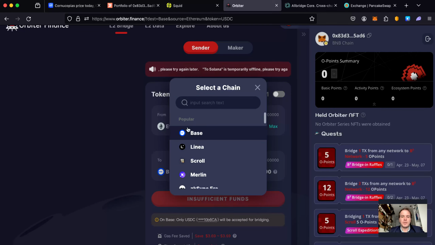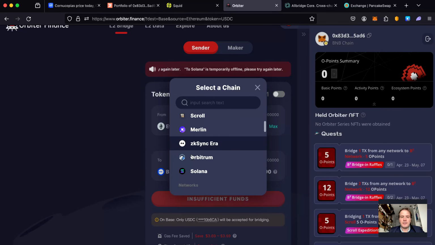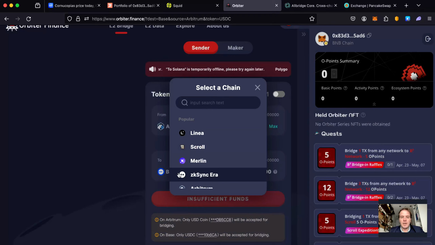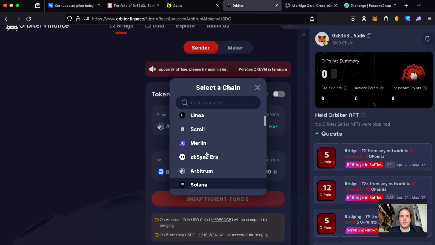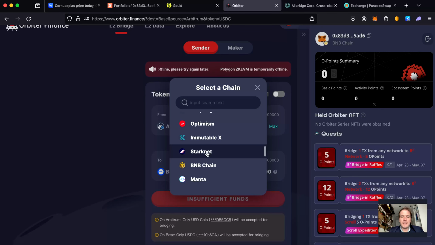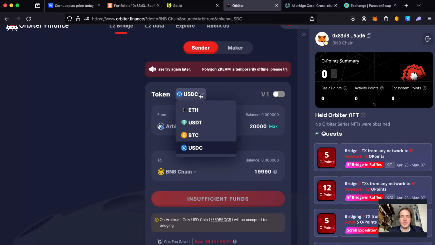The next one that I like is Orbiter. Orbiter is very, very good. And we can also bridge. But here there is a limitation, in the sense that you can only send a few tokens. So if we were to try the same swap back from Arbitrum to BNB, the limitation that we would have would be for Ethereum, USDT, BTC, and USDC. So their limitation of assets that you can bridge back and forth is relatively limited.